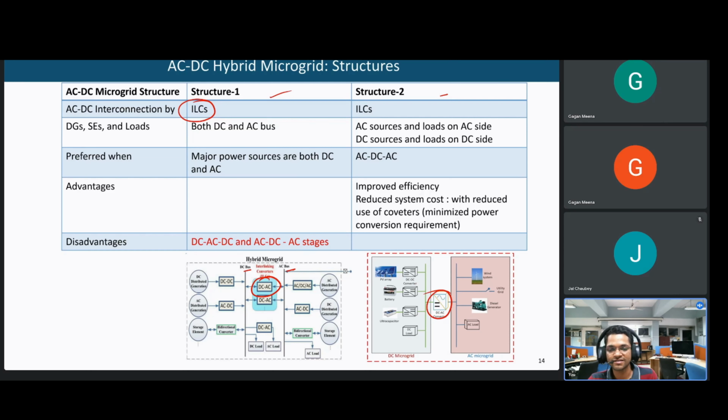And in structure 1 the difference is that on both sides, on the DC side as well as on the AC side, we can have different types of both DC and AC generation. So here we can see we have DC generation and AC generation also. On the AC side also there is AC generation, DC generation, and storage on both sides. So here also we can have AC and DC loads on both sides.